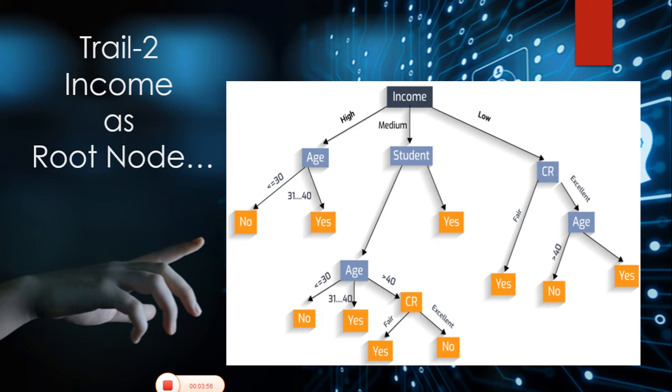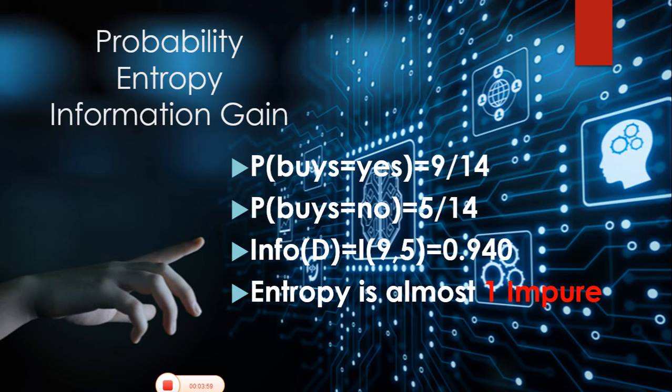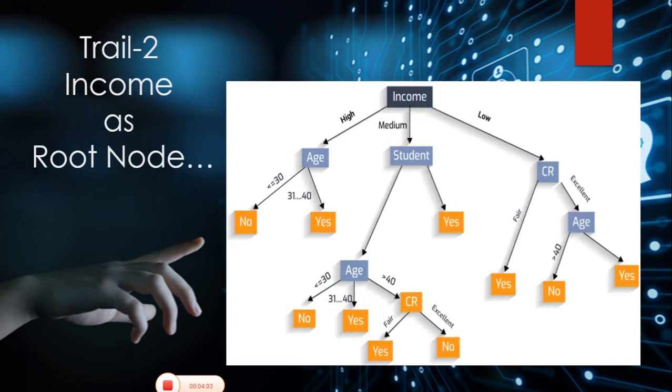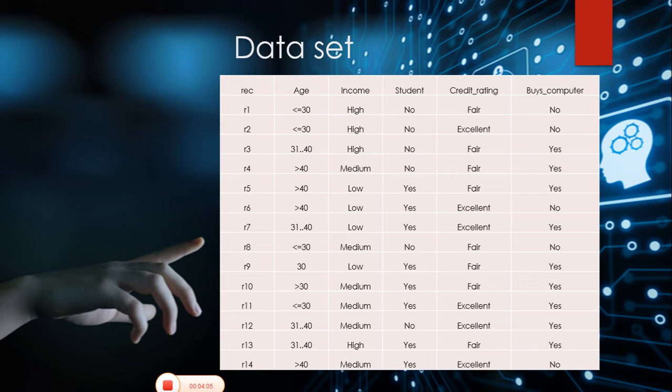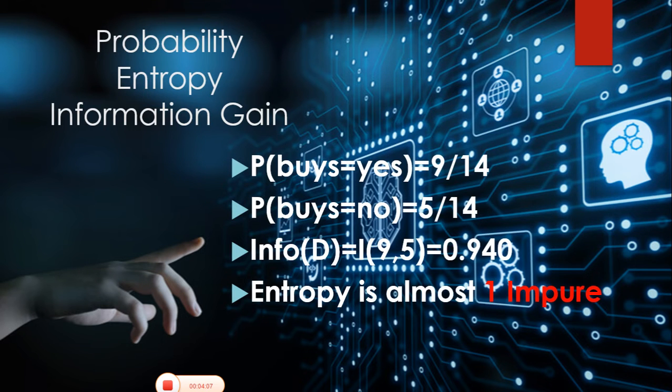By taking a particular node itself, here we can calculate the probability. The probability for the above table of student buying the computer is equal to 9 by 14 and 5 by 14, which is, whenever I calculate the information gain, it results in the value of 0.940.